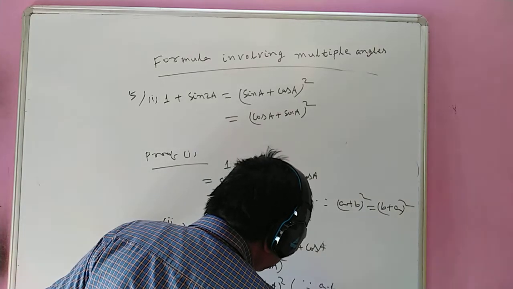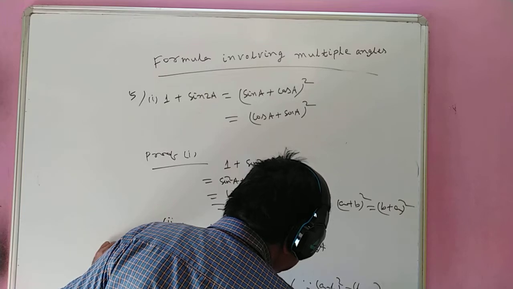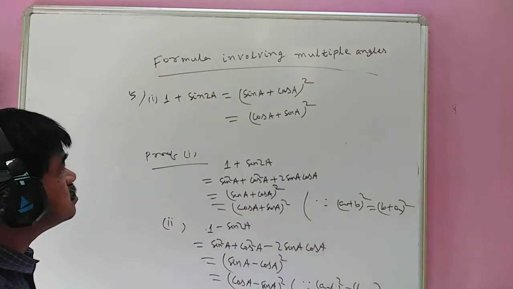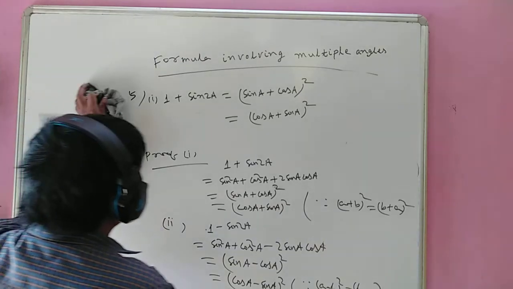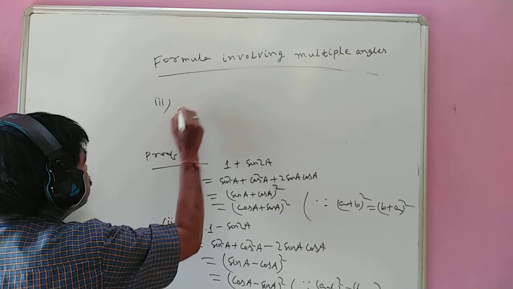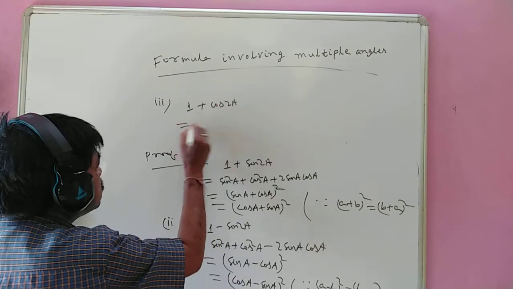Since a minus b whole square is equal to b minus a whole square, we can write it like this. So that is your second bit proved. Let us switch to the third bit. So what is the third bit? 1 plus cos 2a, that is equal to 2 cos square.